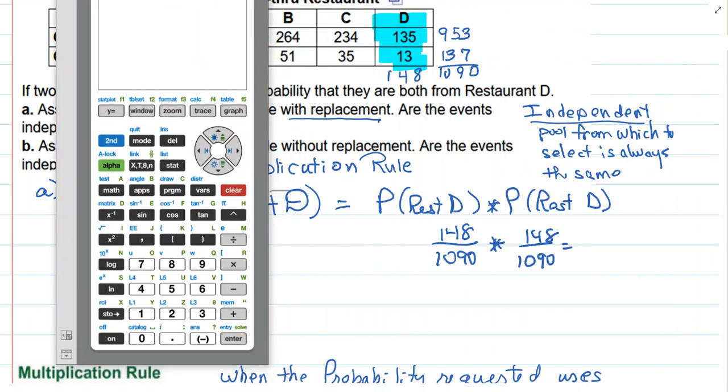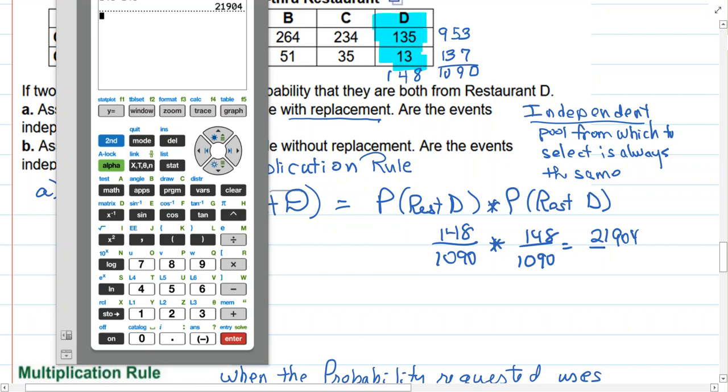Let me clear my screen. We got some big numbers. 148 times 148, and we've got 21,904 divided by the 1090 times the 1090. And we have a giant number, 1,188,100. Okay, so now we're going to do the math on it.